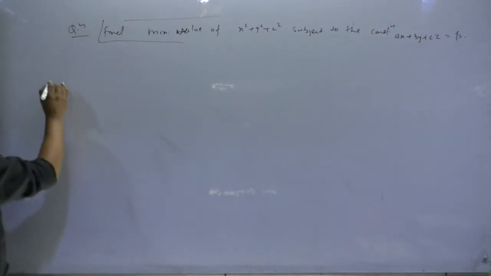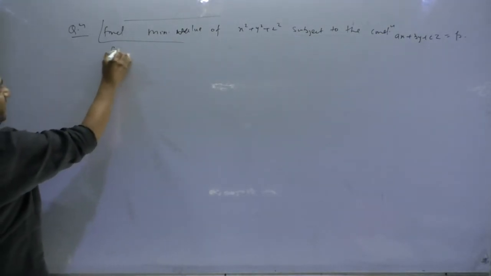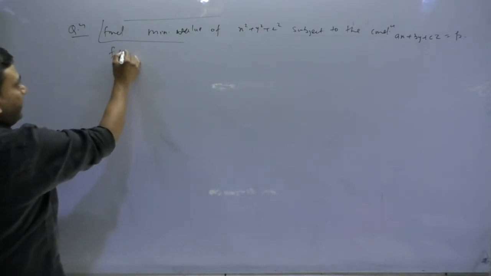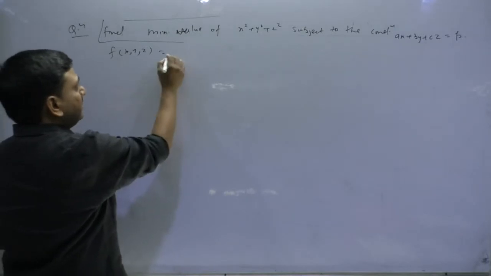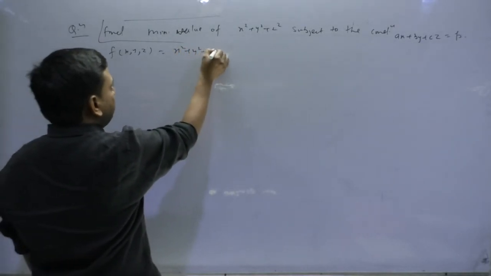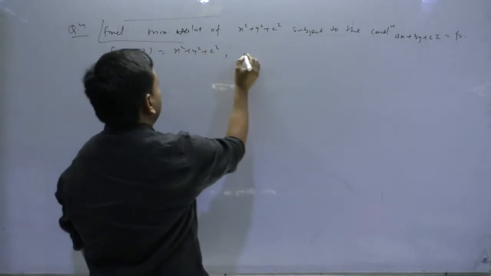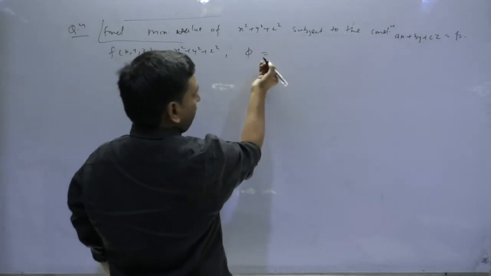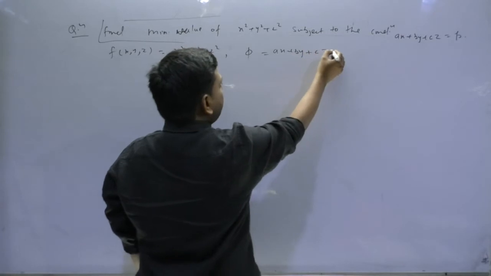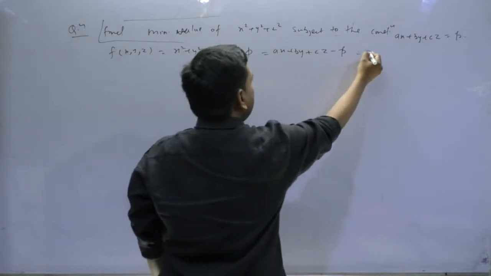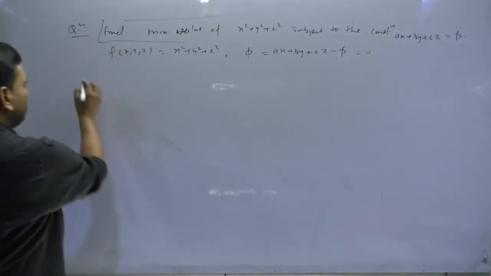Let's move on. So what is f here? One example I will solve for you with the complete process. f is x squared plus y squared plus z squared. What is phi? Phi 1, only one condition is given, that is ax plus by plus cz minus p equals 0. So step 1.